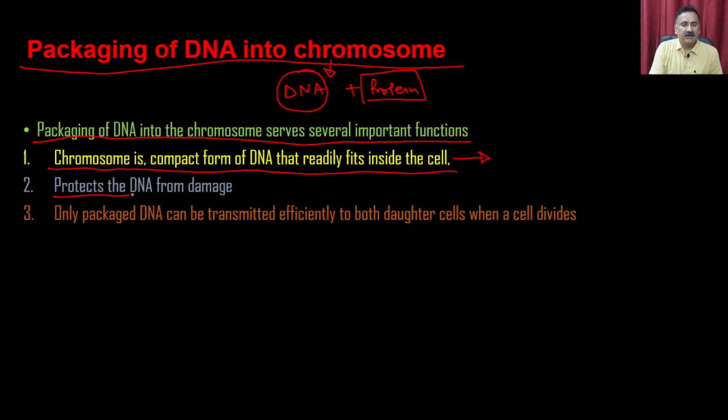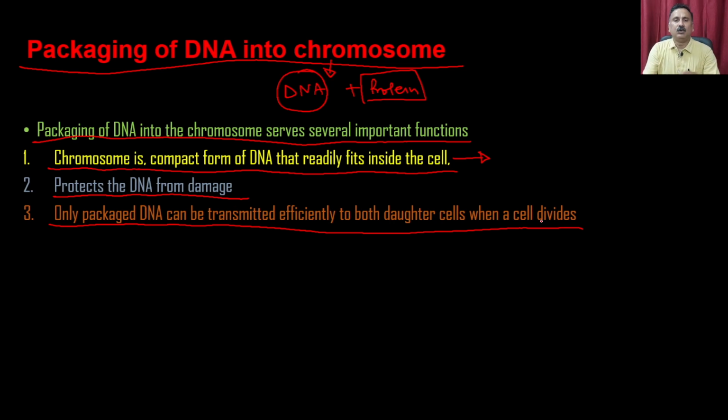Then it protects the DNA from damage, and only packed DNA can be transmitted efficiently to both daughter cells when a cell divides. Since it is a packet, you can share these packets between the daughter cells very precisely. If it is loose DNA, there is a possibility that you may share 50%, 75%, 80% like that. But if it is a packet, you will either share the complete packet or you will not.